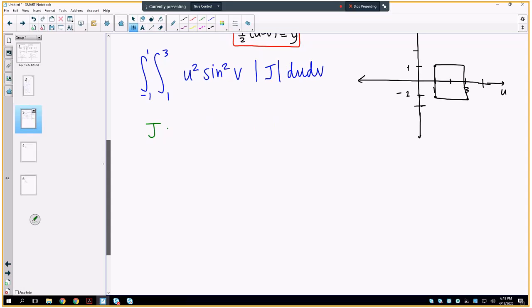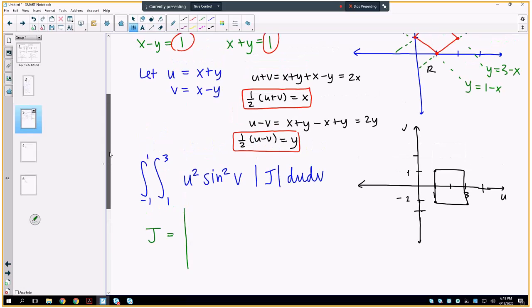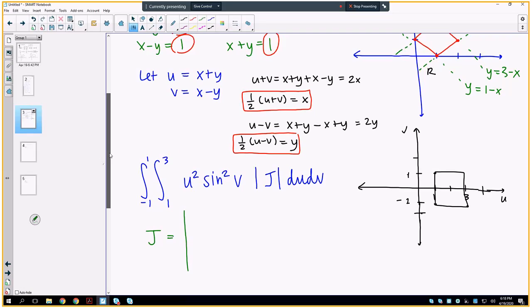Jacobian, I need del x del u. So if x is 1/2 u plus v, then del x del u is 1/2. I need del x del v, which is also 1/2. Then I need del y del u, 1/2, and del y del v is minus 1/2.